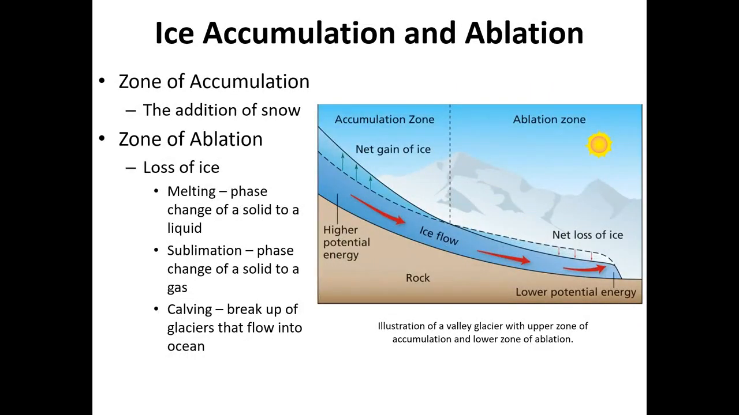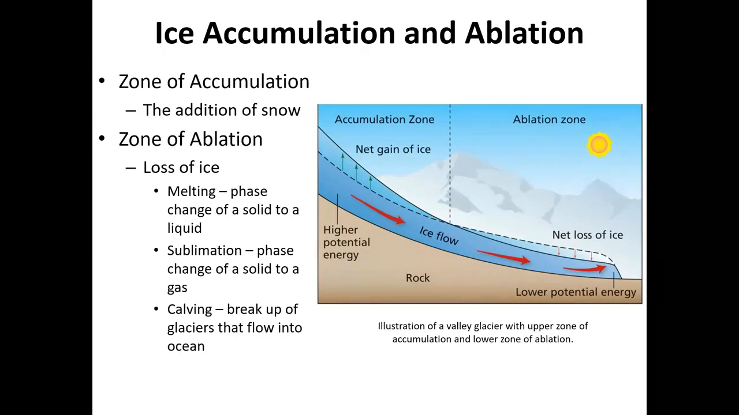So, ice accumulation and ablation. Ablation basically means ice lost from melting or other things. It's common for glaciers to have a zone of accumulation where it builds up ice, and a zone of ablation where it loses ice. So typically higher up, it's colder, there's more snow building up, and glaciers gain mass higher up in the glacier.